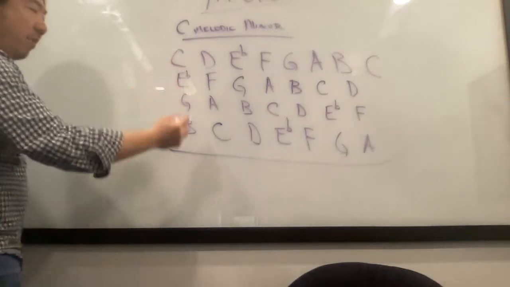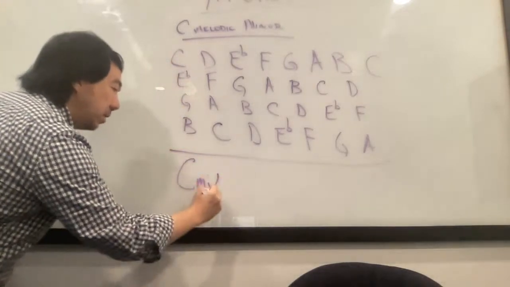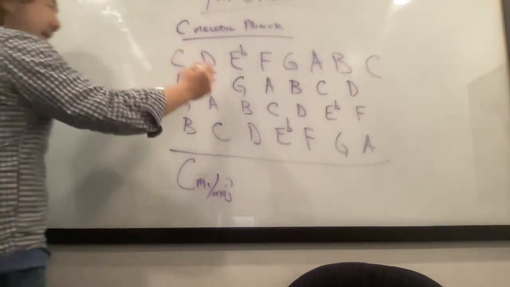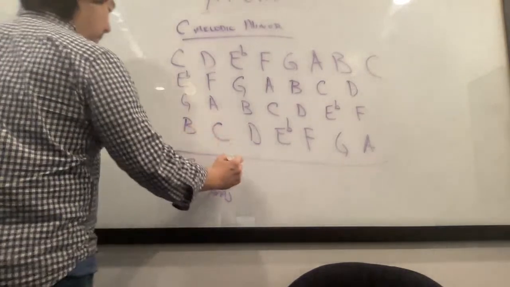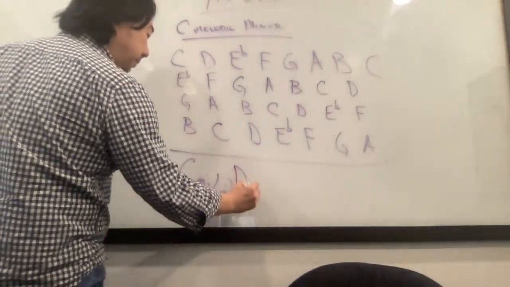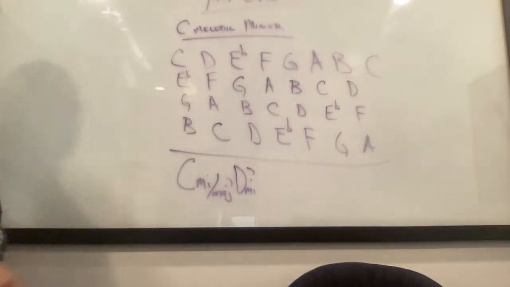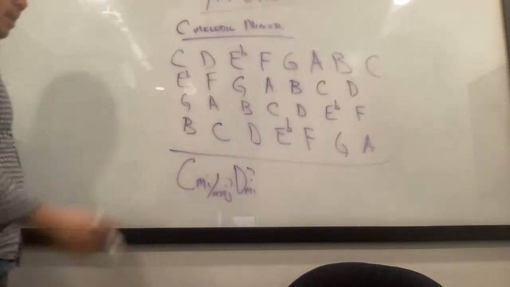So C, E flat, G, B, that's C minor major 7. D, F, A, C. It's all white keys on the piano. D minor 7. You can type it in too. I like to see how fast y'all are. D minor 7 is a 2 chord. We're going to play through these, don't worry.